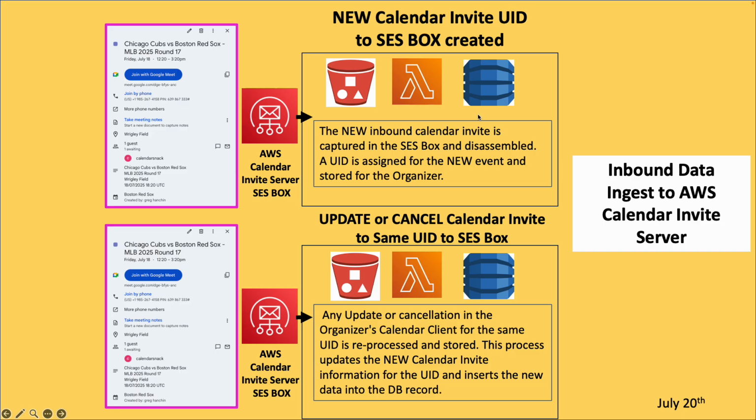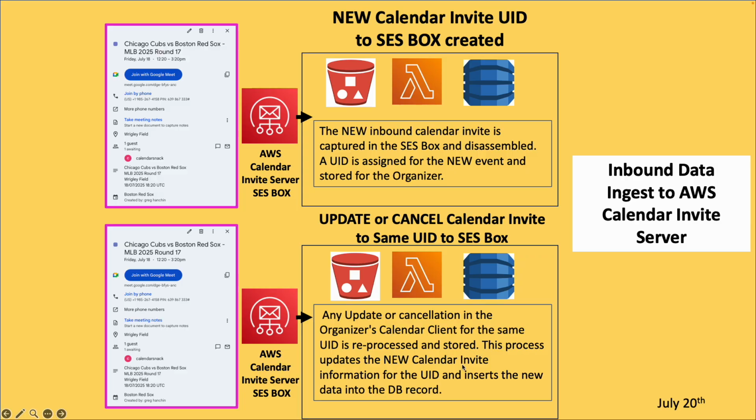So breaking it down a little bit better for y'all, again, the AWS Calendar Invite server has an SES box. It's a drop-off box. The new inbound calendar invite is captured in the SES box and disassembled. A UID is assigned for the new event and stored for the organizer. Any update or cancel to the same UID sent to the SES box results in a process for that UID being reprocessed and stored. So essentially we go through an update or cancellation and treat it for the UID as an update for the data set.